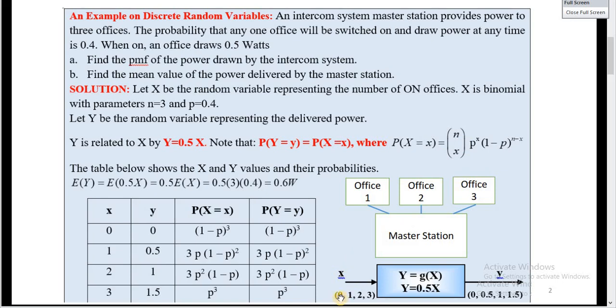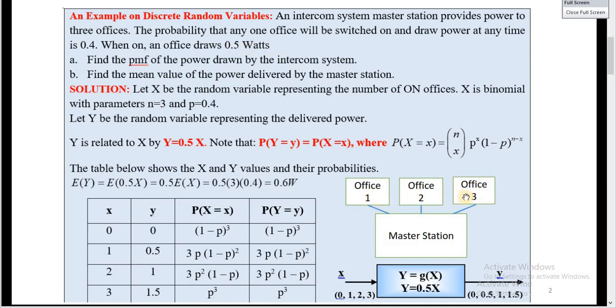So we have a probability associated to each one of these 4 values. Now x undergoes the transformation, which is like this. When an office is on, that office draws 0.5 watt.